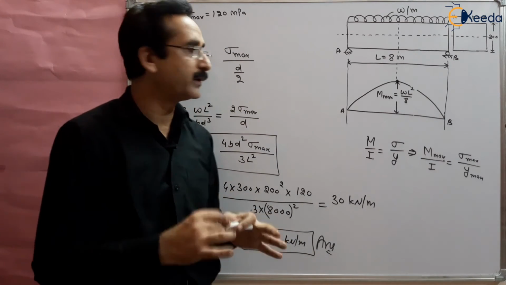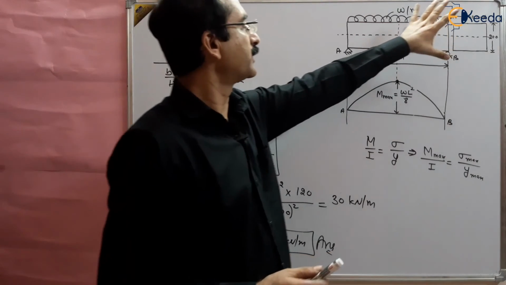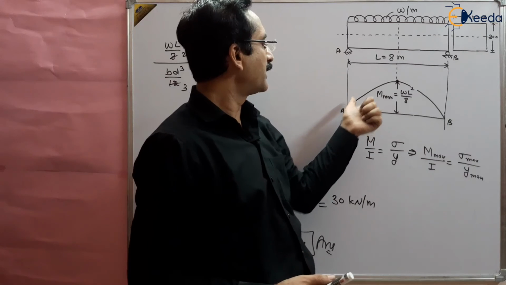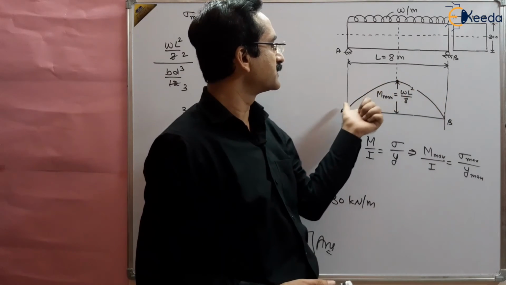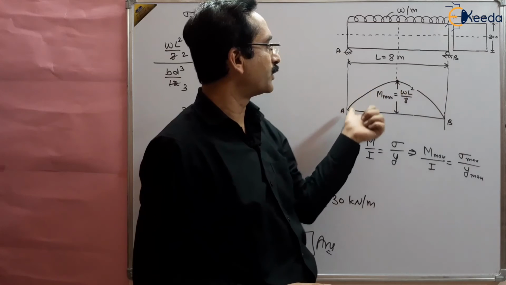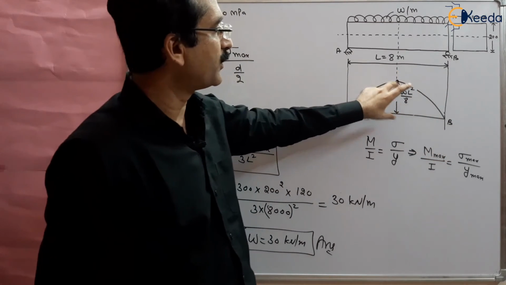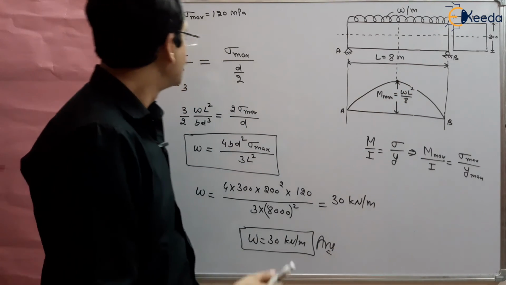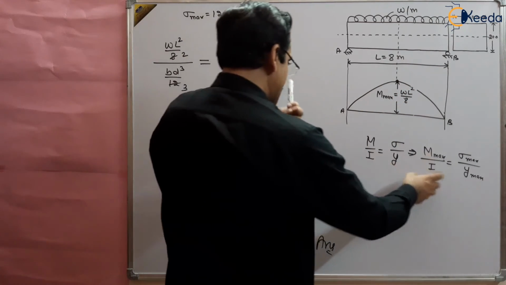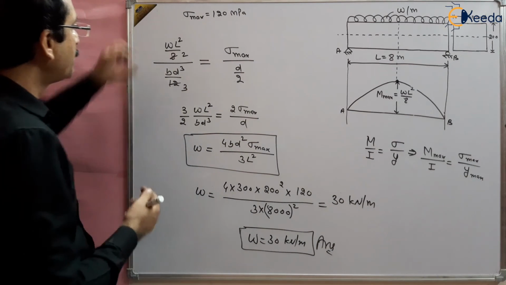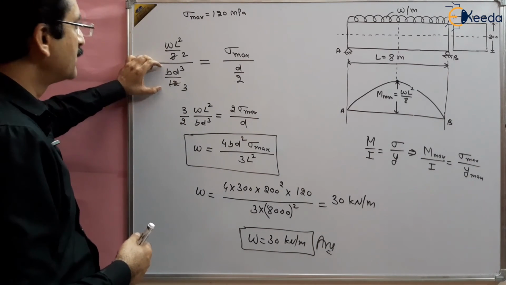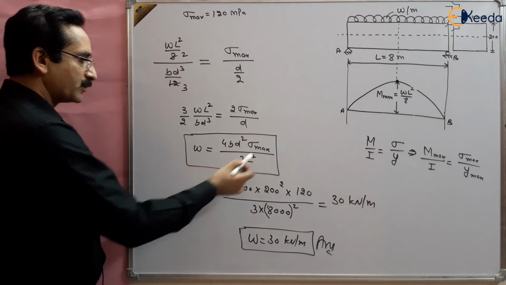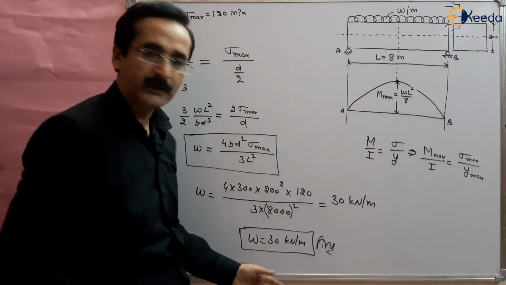So how have we solved it? We have taken a simply supported beam with a UDL applied all over the span. We know the bending moment diagram of this simply supported beam with UDL is a parabolic curve like this, and the maximum bending moment will be at the center. WL square by 8 is the maximum bending moment. We can apply the formula M by I equals sigma by Y. M is WL square by 8. Put these values and get W. You will get the value of W as 30 kilonewton per meter.